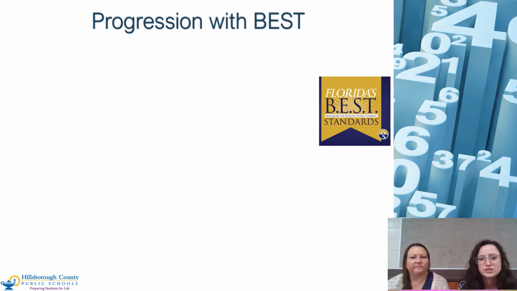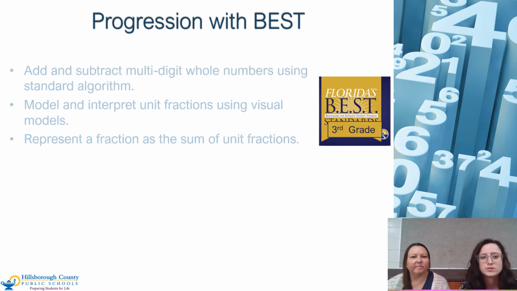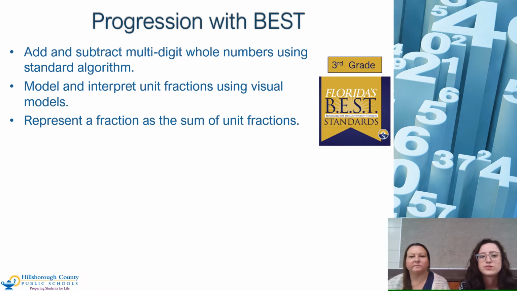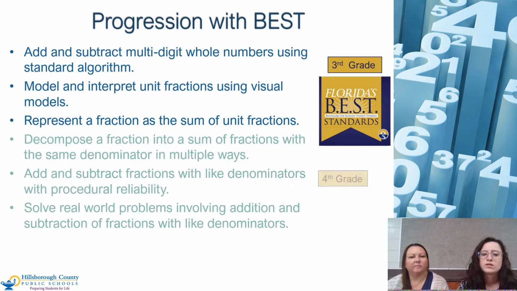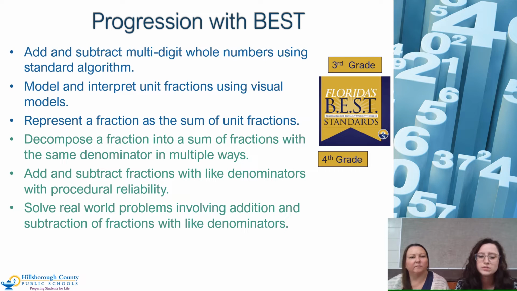So when we think about the progression with BEST in terms of adding and subtracting fractions, we first think about 3rd grade. In 3rd grade, they were focusing on adding and subtracting multi-digit whole numbers. They also modeled and interpreted unit fractions using visual models, and then started to decompose those fractions into the sum of a unit fraction. As we move into 4th grade, they continue their work with decomposing fractions, and now they're doing it as a sum in multiple different ways. They then move forward to add and subtract fractions with like denominators using that procedural reliability, and they're also expected to solve real-world problems involving addition and subtraction of like denominators.